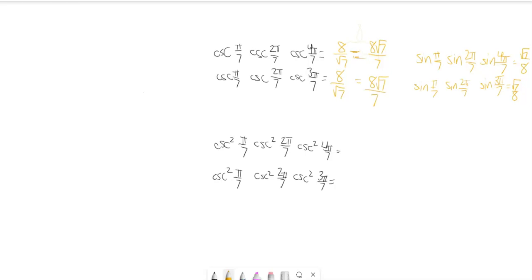Now, down below, we have the squares of the cosecants there. What happens is if we square the fractions up above, we will get the answer of 64 over 7 for both there. All right, now let's move on to the last part of the video where we deal with the secants.